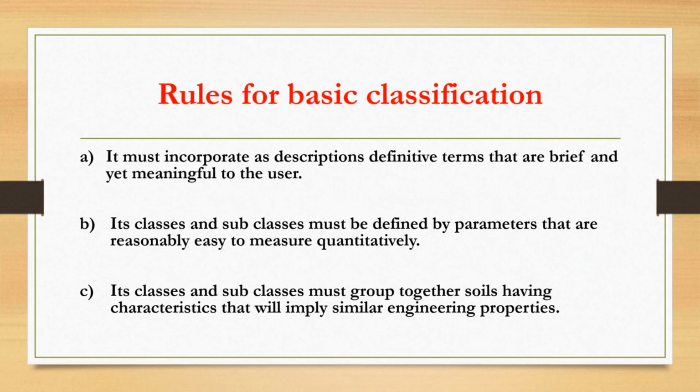In order to classify the soil, a classification system needs to satisfy a number of conditions. For example, it must incorporate descriptions with definitive terms that are brief and yet meaningful to the users, and it also has to make sure that its classes and subclasses are defined by parameters that are reasonably easy to measure quantitatively, and its classes and subclasses must group together soil having characteristics that will imply similar engineering properties.